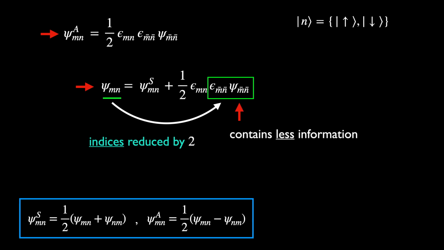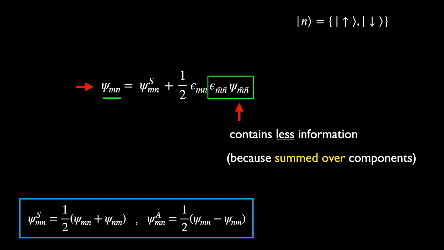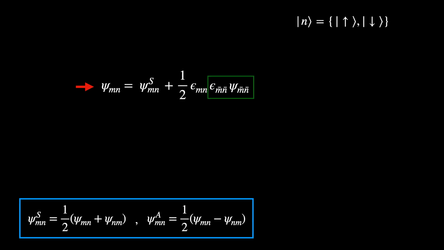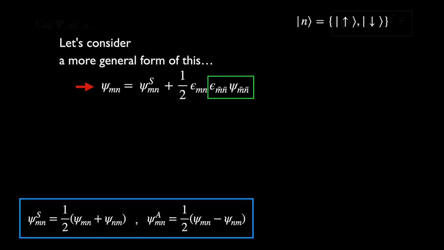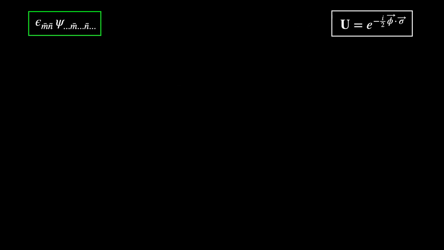Less information, because the sum over components always contains less information than all the individual components. And the epsilon symbol, which carries the free indices, doesn't really hold anything specific to psi. The rest of the information in psi is carried by the symmetric part. Let's consider something more general than this anti-symmetric contraction of psi. What about this object, which has some leftover indices after a contraction with epsilon?